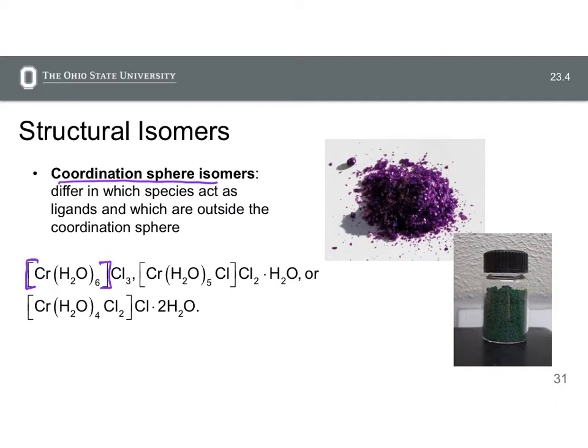The chromium hexaaqua chloride, that's probably not the right way to name it, let's be honest. Once I found out we didn't have to name, I was like, okay, great. Just forget about it. Anyway, this compound is, I believe this is the one that's violet, yeah. So that is this. And the cool thing is that these compounds are different colors. And we're going to talk about why that happens.